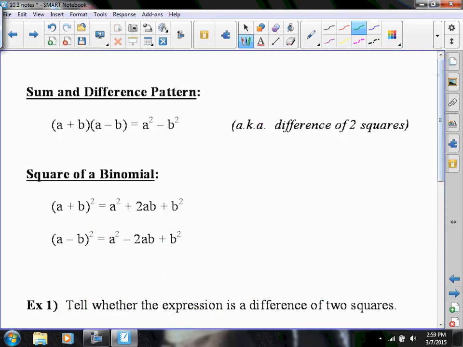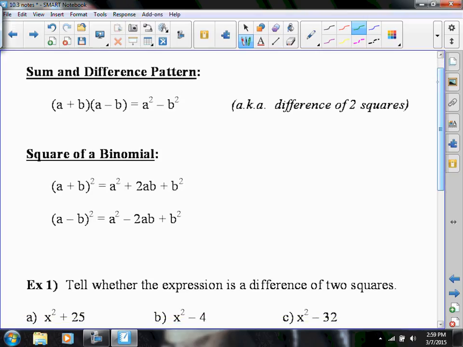Okay? The first one that we saw was the sum and difference pattern. That's where we had one term that had a positive sign and one term that had a negative sign. So we had x plus 3 times x minus 3. And we ended up with x squared minus 9. So it's always going to be a minus because one is a positive and one is a negative here. The middle terms cancel also because this is a positive 3 and this is a negative 3. And when you add them, you get 0. And when you multiply them, you get the negative 9.